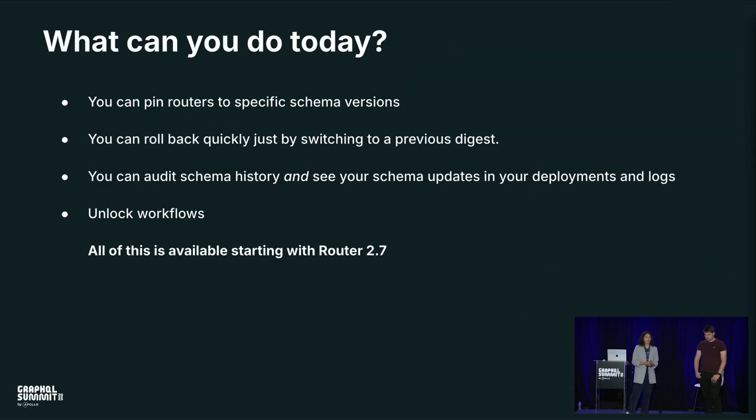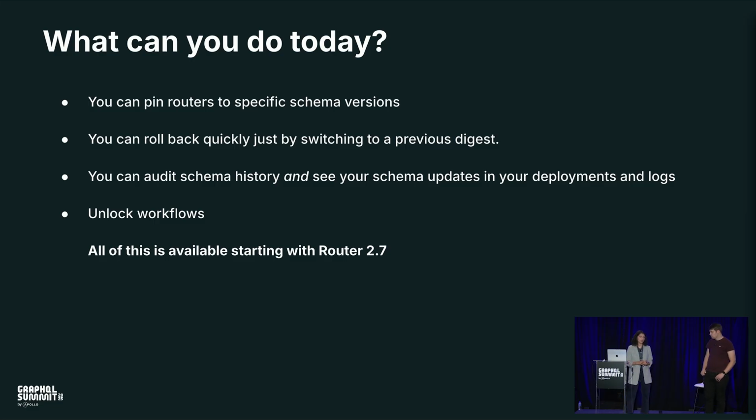All of this is available starting with router 2.7, and this router knows how to fetch and unpack graph artifacts. It also supports pinning. It supports rollback without publish. You also get audit logs for your schema version, so you can say, okay, when it downloads the graph artifact, when did it do it? What schema version are you on?